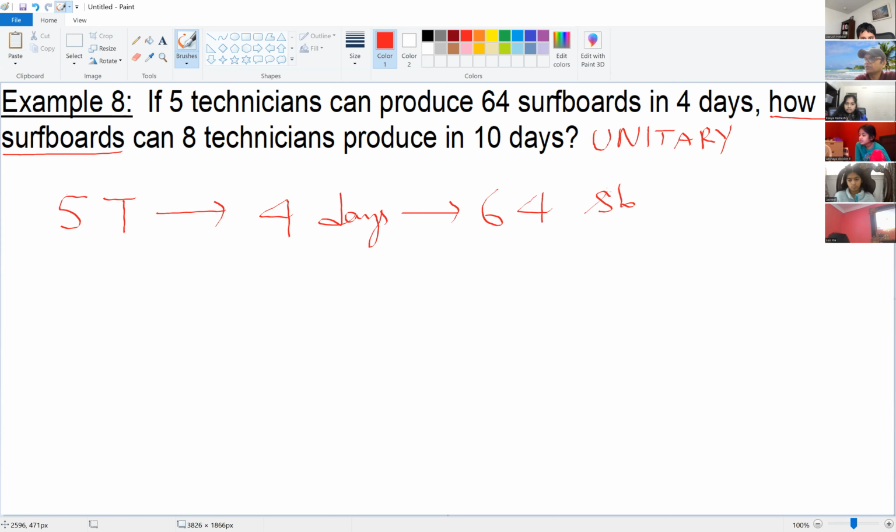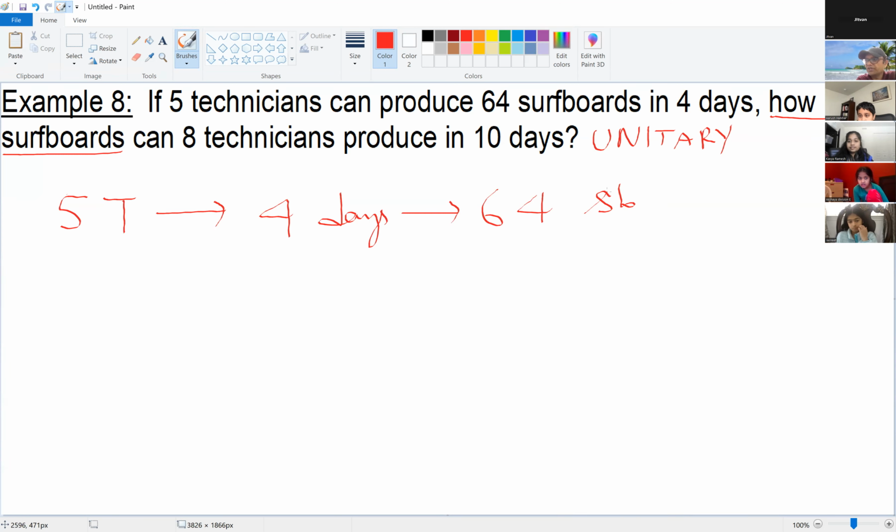Everybody understand how I wrote it? Why I wrote it? They're asking for surfboards. I just noticed something else you could do. What? 10 divided by 2 is 5 and 8 divided by 2 is 4. So technically the number of surfboards for 8 technicians producing for 10 days is the same thing as 5 technicians in 4 days times 4. So 64 times 4 should be the answer. Yeah, you can switch those numbers and it'll work out.